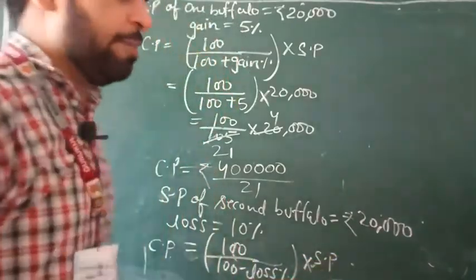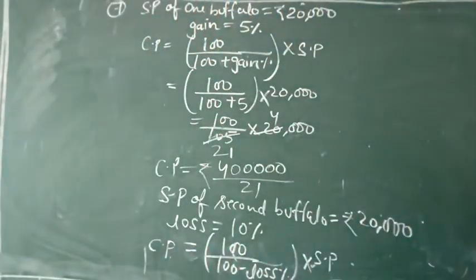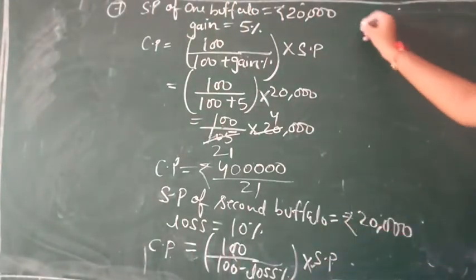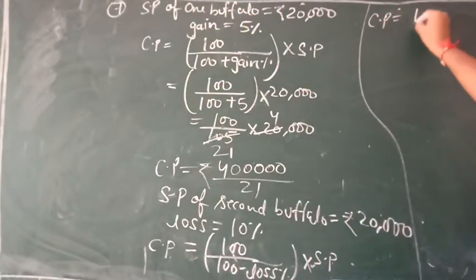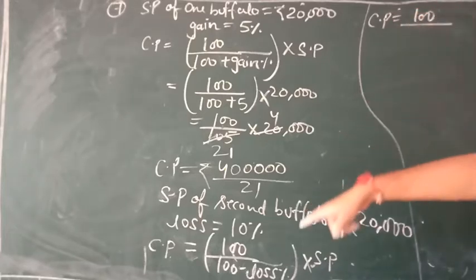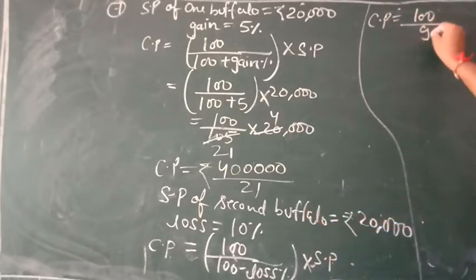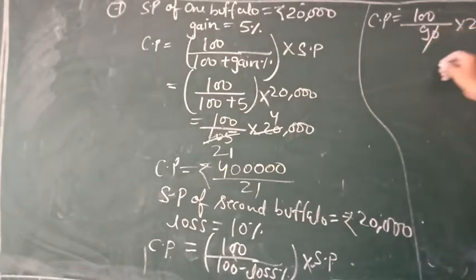So calculate the CP for the second buffalo as well. Now this will turn out to be CP is equal to 100 upon 100 minus 10, that is 90, into SP. So what is the SP? 20,000 for both. So 0 and 0 get cancelled out. This will turn out to be 2, 1, 2, 3, 4, 5 upon 9.